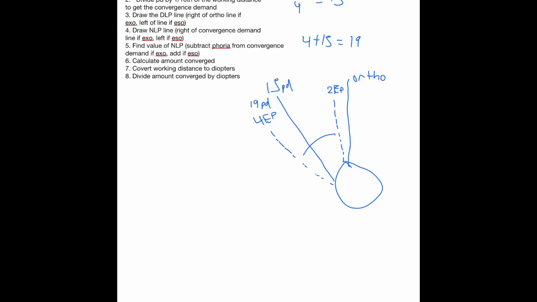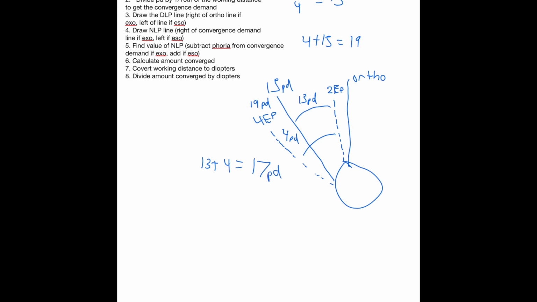So if they're 2 esophoria, that means they are already a little bit converged before we showed them the target and they had to converge a little bit more. So they got a 2 prism diopter head start. So from 2 prism diopters to 15, that's 13 prism diopters. Okay, and then from 15 to 19, that's 4 prism diopters. Okay, so 13 plus 4 equals 17. Okay, so that's the amount of prism diopters converged.